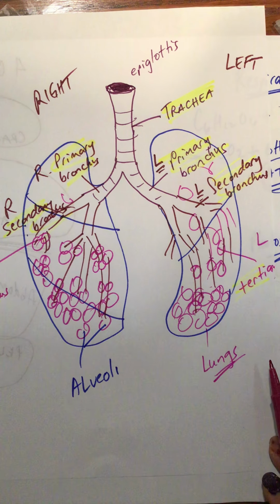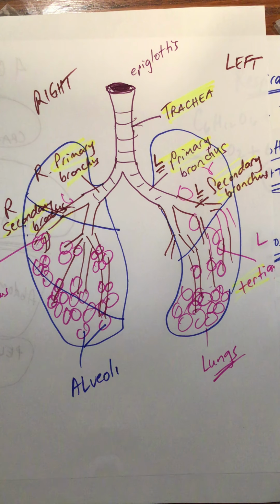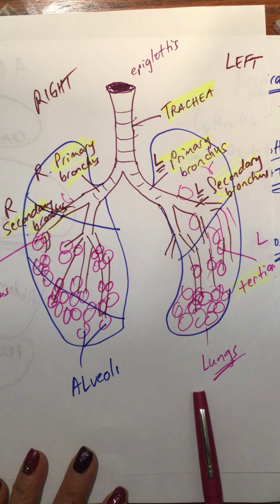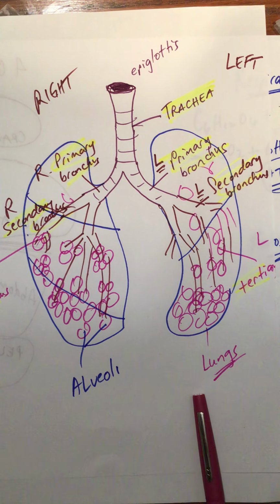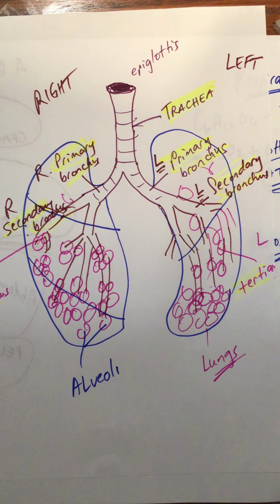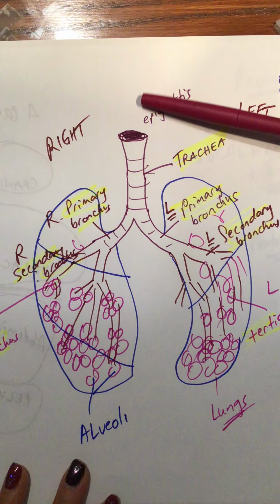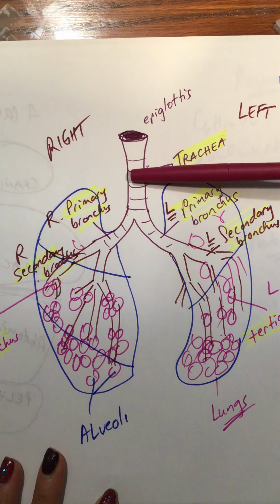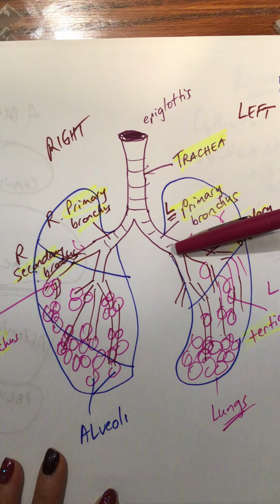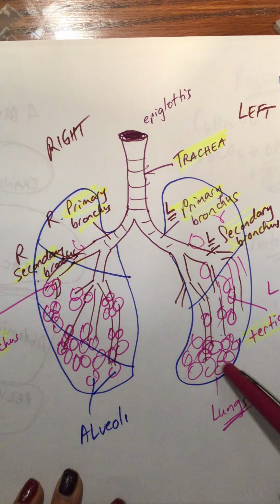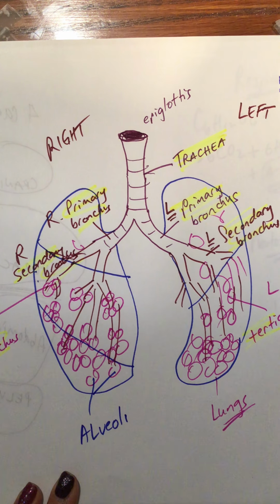Okay, there's a lot more to this labeling, but for now, this is the main path of the air as you breathe in and out as well. So through this structure, the epiglottis, into the trachea, the primary bronchi, secondary bronchi, tertiary bronchi, and finally the alveoli.